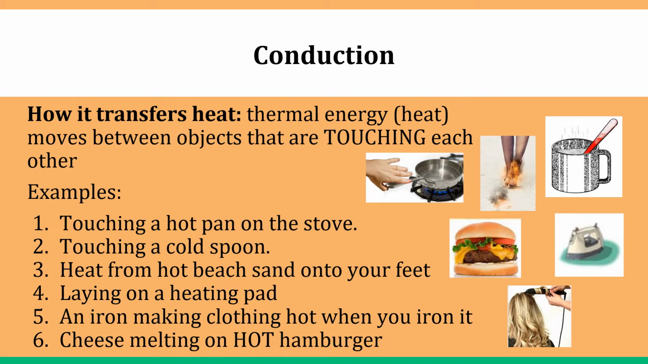Some examples are I could touch a hot pan on the stove. A cold spoon could get put into a hot liquid, and slowly that spoon would heat up through the direct contact. You've got heat from hot sand onto your feet, so your feet are in direct contact with the sand. If you lay down on a heating pad, the heat goes directly from the heating pad to your body via direct contact. An iron making clothing hot when you iron it. And my favorite is cheese melting on a hot hamburger. The heat from the hamburger transfers to the cheese and makes it yummy and melty and ooey and gooey.